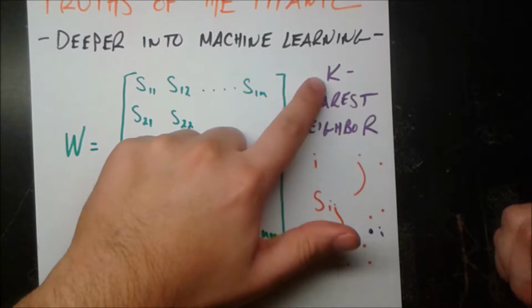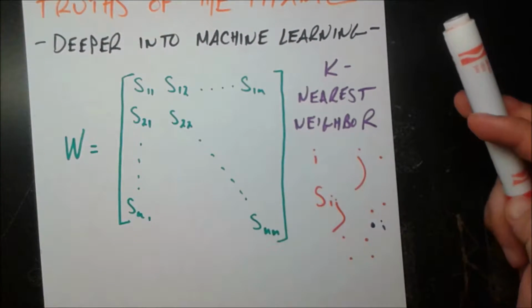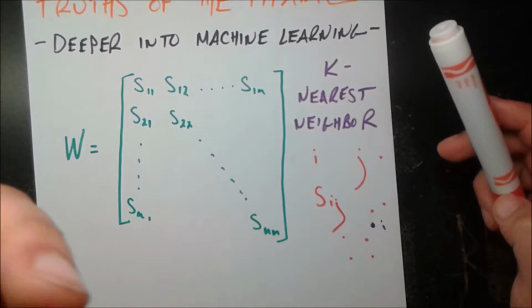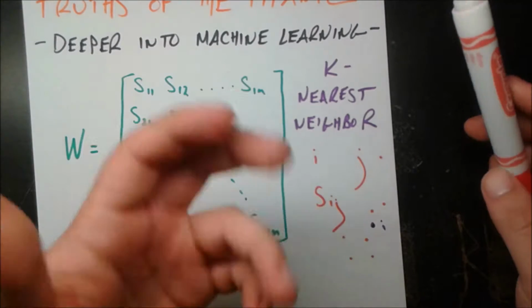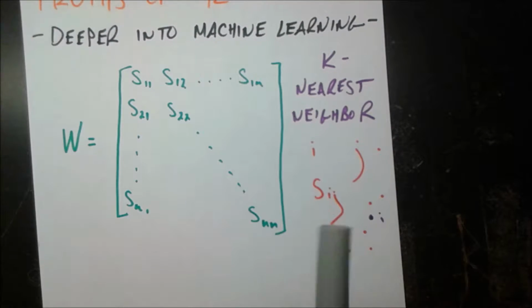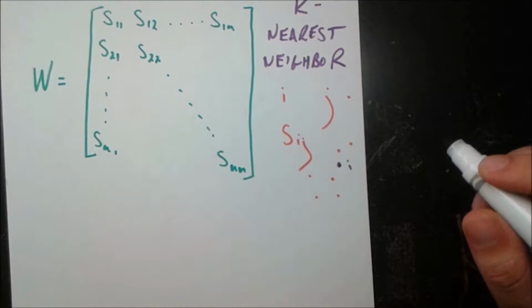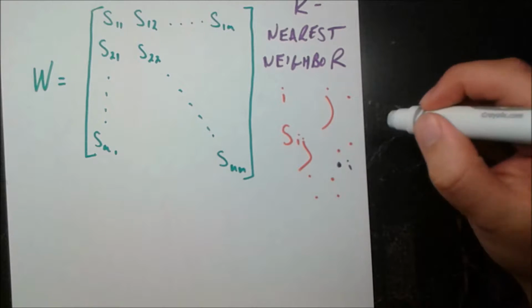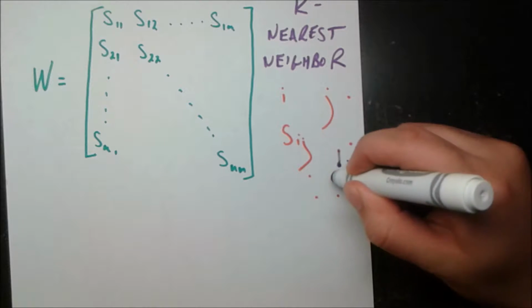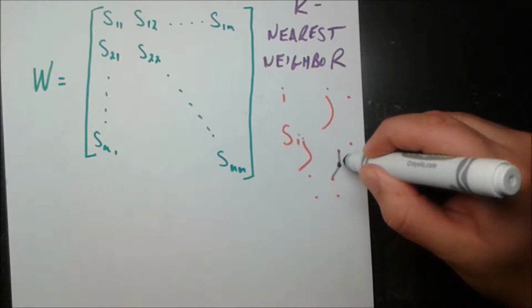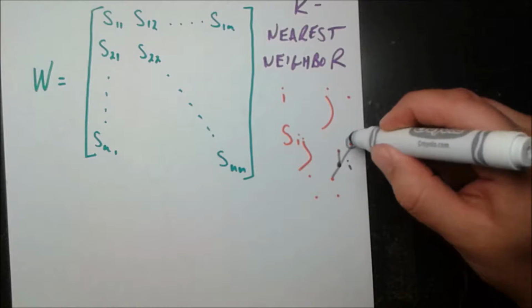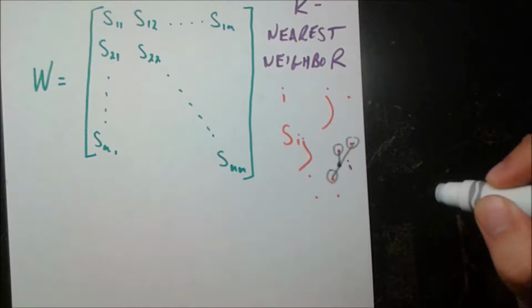Now the k in K-Nearest Neighbor is user-defined. We can define it as whatever we want, and that just tells us how many neighbors we're going to be looking at. Let's say for the sake of this simple example, we're just looking at 3 neighbors. So we're going to look at the 3 nearest neighbors to this person i right here. It looks like that's this person, this person, and maybe this person. So these are the 3 nearest neighbors to person i.